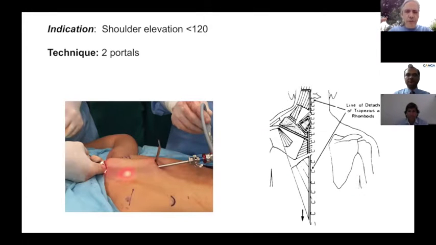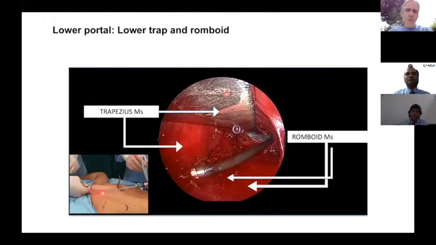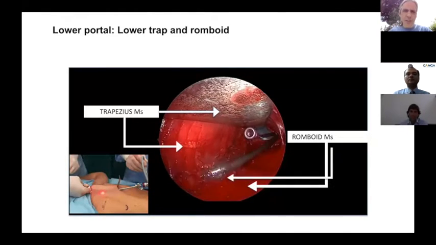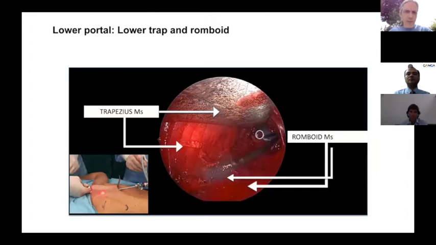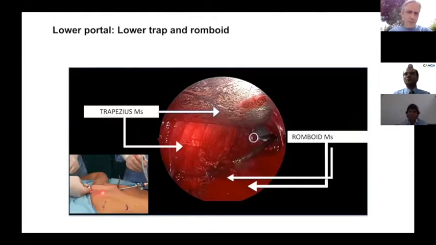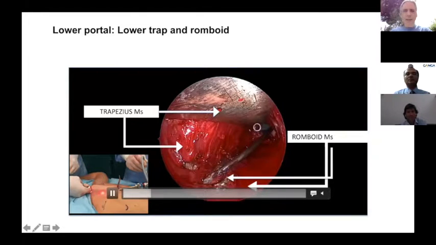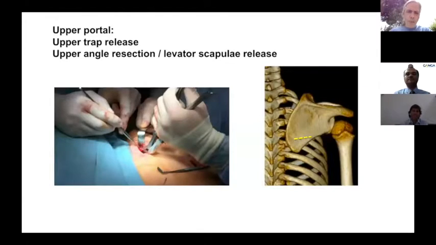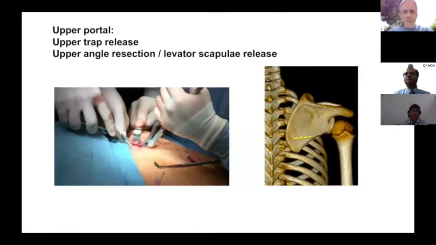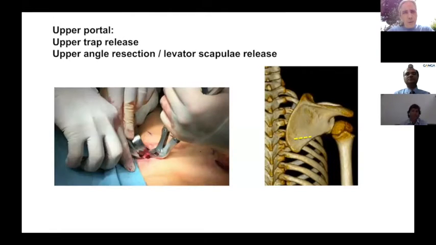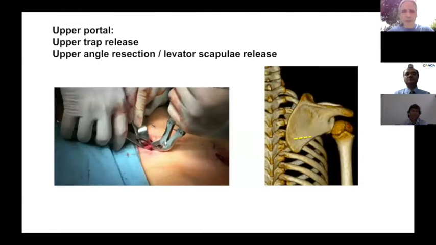So we create a working chamber, tenting these soft tissues with a long Farabeuf. And through the distal portal, we release the lower trapezius and the rhomboids. You can see here the tenting, and here how we release those muscles. And through the upper portal, we resect the upper angle of the scapula. So you release the levator scapulae, and we also release the upper trapezius.